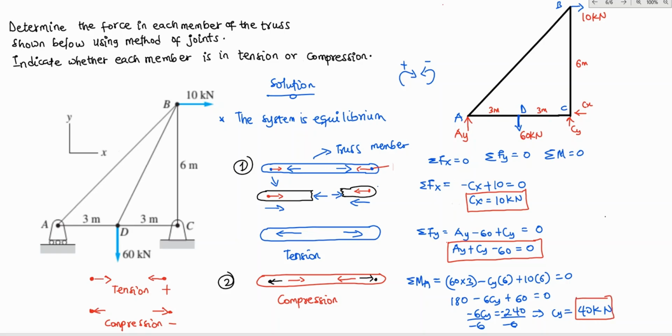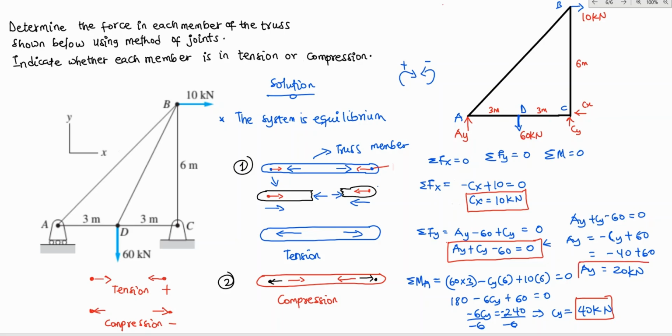Okay, so now that you know Cy, we can go back to this equation here and then find Ay, right? So we're going to have Ay plus Cy minus 60 to be equal to 0. So we're going to have Ay equal to minus Cy plus 60, so that will be equal to minus 40 plus 60. So we're going to get Ay to be equal to 20 kilonewton. So that's the value for Ay also.